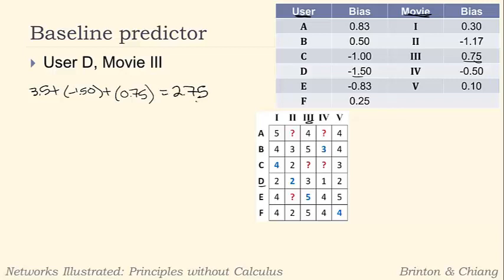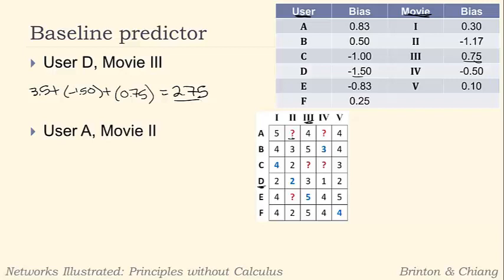So it's lower than the mean, and we expect this to be lower than the mean. The intuition is that movie 3 isn't as much better than the average as D is more of a harsh critic than the average. So they don't quite cancel each other out, and we do end up going below the average for this pair, D3.